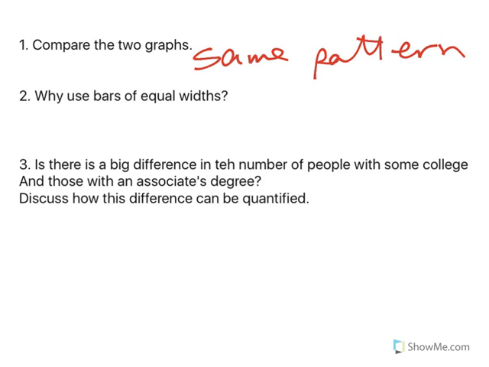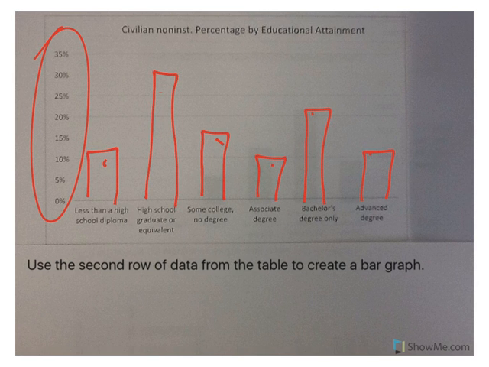Now, why use bars of equal widths? Whenever you make a bar graph, whether it's a regular bar graph, a histogram, a Pareto chart, it doesn't matter. Any type of bar graph needs to use bars of equal widths. And we do that to avoid bias. I mean, you can imagine, if we're looking at this bar graph, if I make this bar a lot fatter, your eye is drawn to that because it's a different look, a different style.